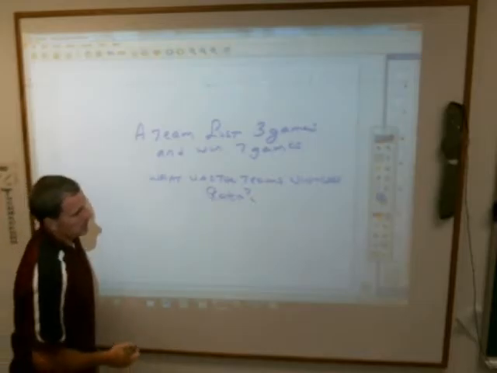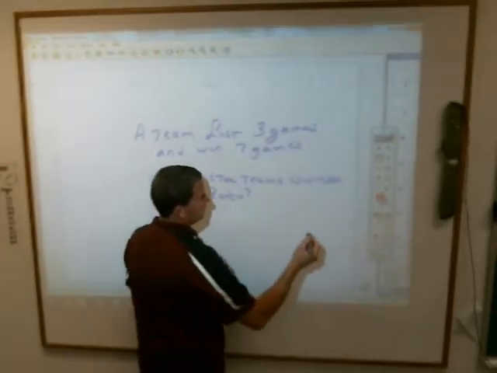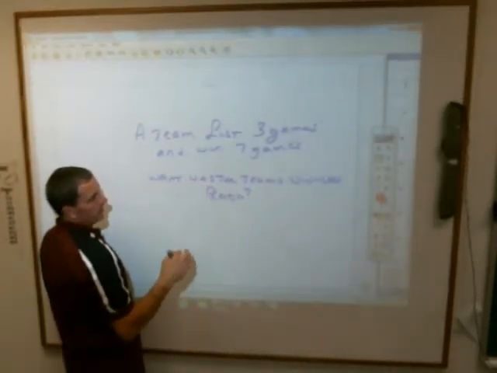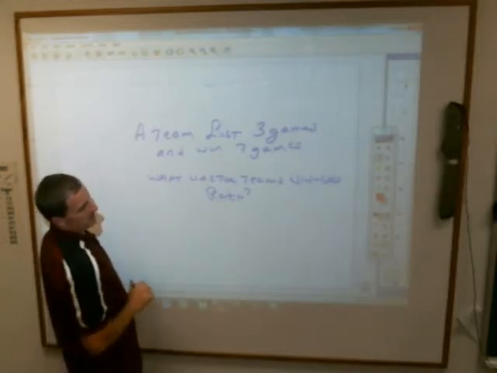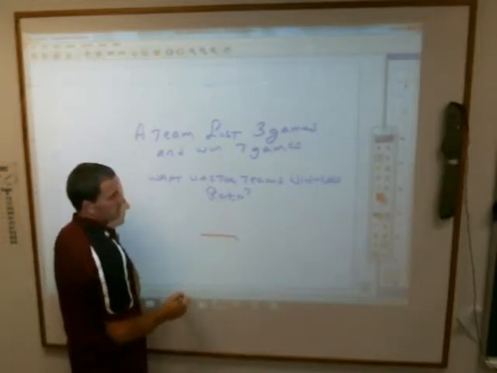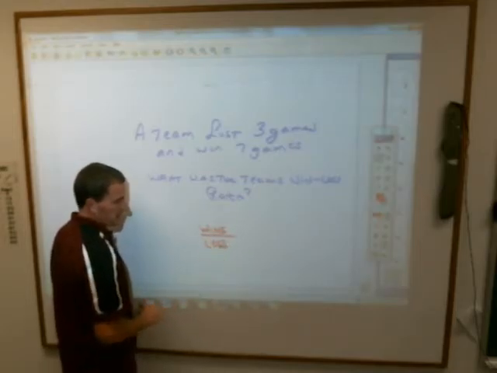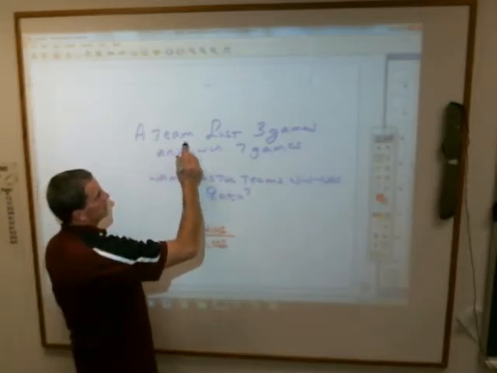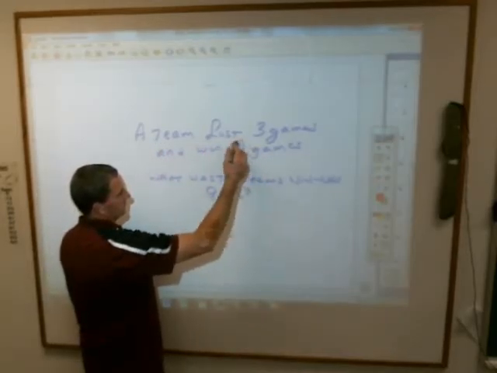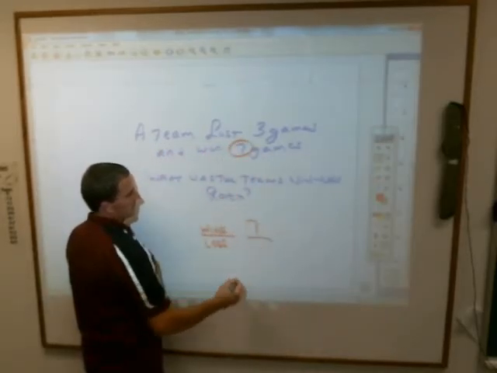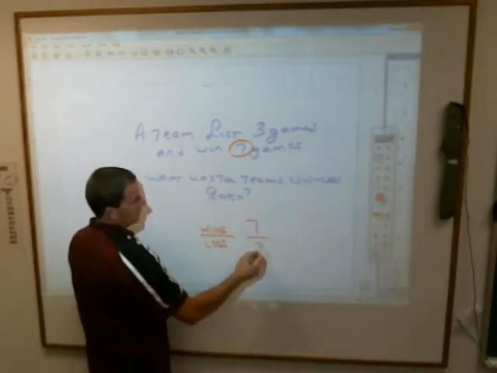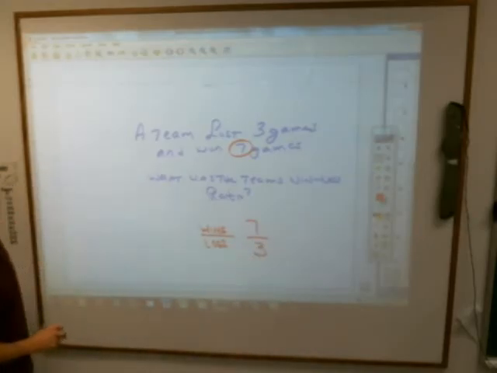Again, as we said, order is important. So when you write this out, unless otherwise specified, do it as a fraction. You need to put wins on top because it's given first, and the losses on the bottom because it's second. How many did they win? They won 7 games. To how many did they lose? 3 games. Can you reduce that?